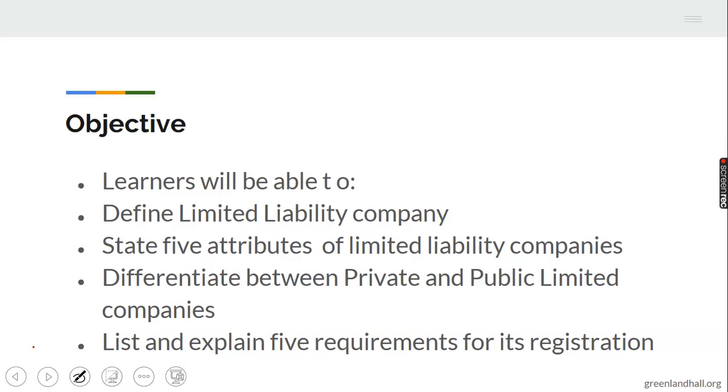At the end of this particular class, you are expected to be able to: 1. Define limited liability companies. Number 2, state 5 attributes of limited liability companies. Number 3, differentiate between private and public limited companies. And number 4, list and explain 5 requirements for its registration.